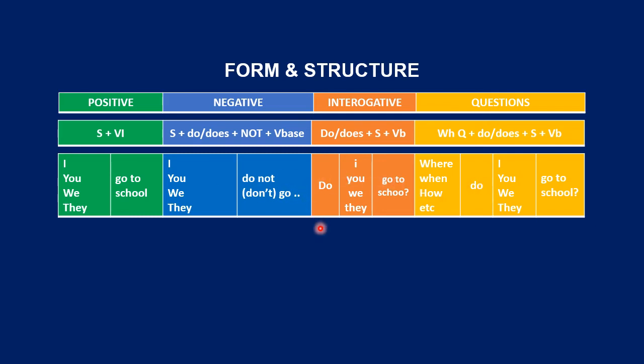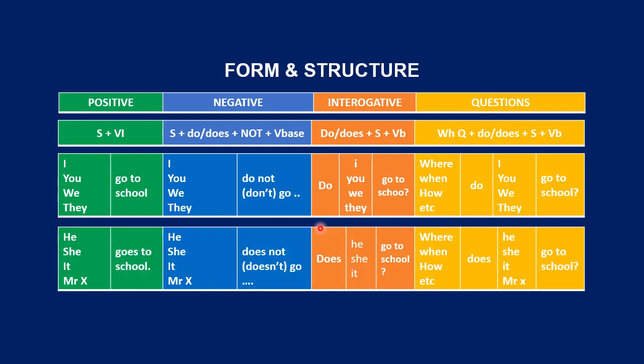Kemudian untuk subjek singular person, third singular person, especially he dan she atau it atau Mr. X examples, itu ditambah dengan s. He goes to school, she goes to school, it goes to school examples ya. Oke. Kemudian kalau negatifnya ditambah dengan does not atau doesn't. He doesn't go, she doesn't go, it doesn't go, Mr. X doesn't go to school example.